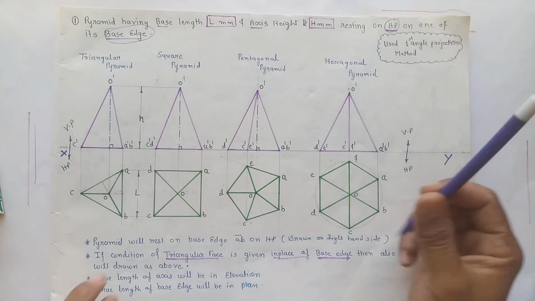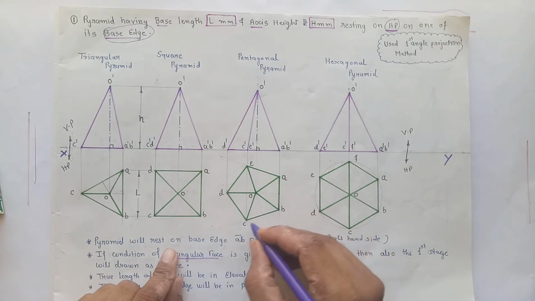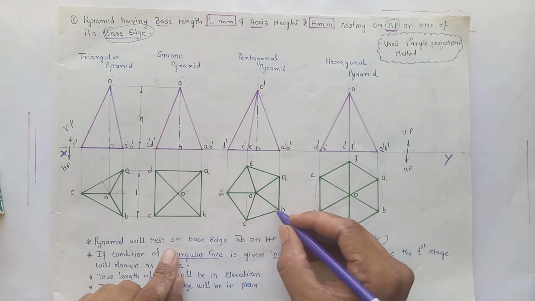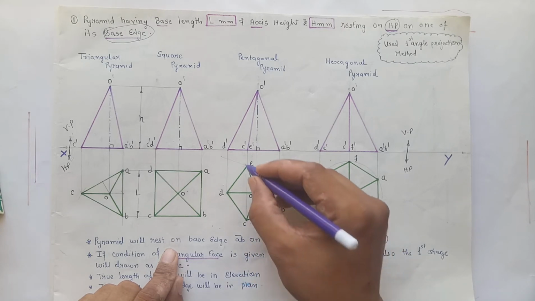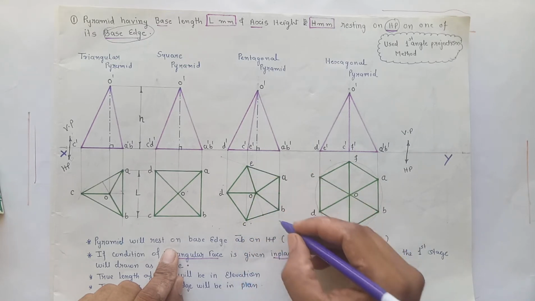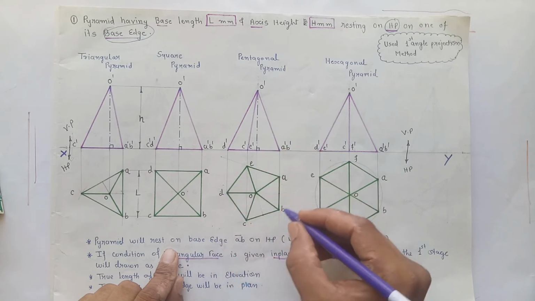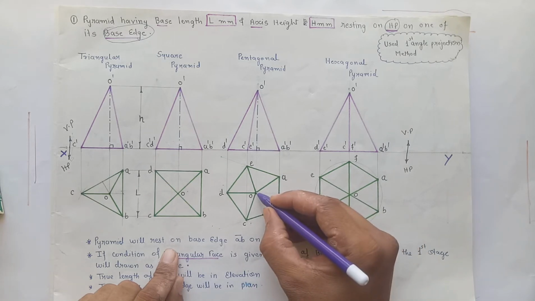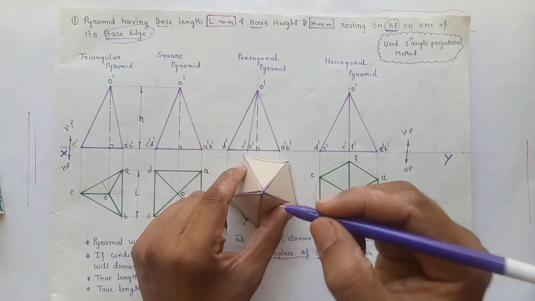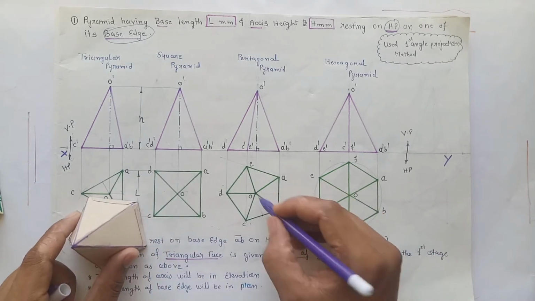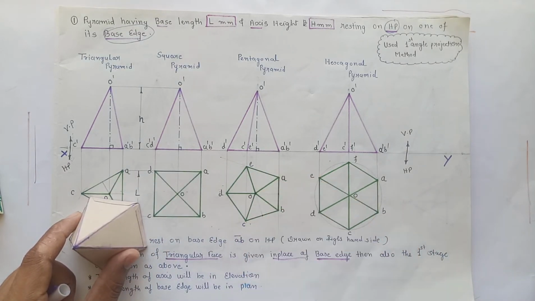Now find out the midpoint of another base edge, that is CB. So this will be the midpoint of CB, and join this midpoint to the corner E, which is the opposite corner, and the intersection of these two lines will give us the center of the pyramid. So after finding the center, mark point O, which will be the top view of the apex point, and joining the apex point to each corner we will get the plan of the slant edges.